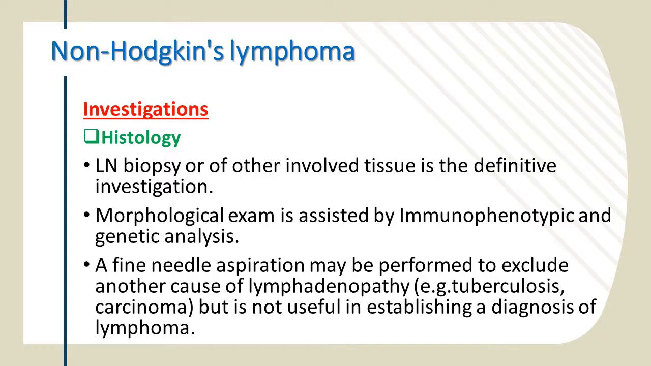In order to investigate a patient with non-Hodgkin's lymphoma, histological examination of a lymph node biopsy or other involved tissue is the definitive investigation. In addition, morphological examination is assessed by immunophenotypic and genetic analysis. A fine needle aspiration may also be performed to exclude other causes of lymphadenopathy, such as tuberculosis or carcinoma, but is not useful in establishing a diagnosis of lymphoma.